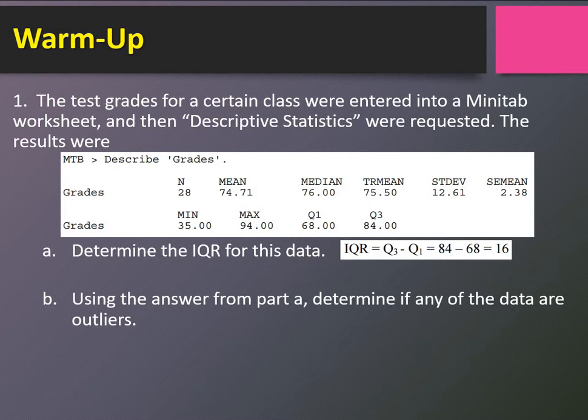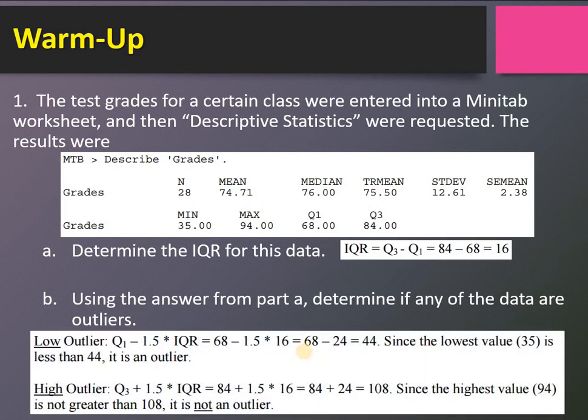24. So if I subtract 24 from 68, what do you get? 44. Notice how my minimum is less than that? That means I'm going to have an outlier. I don't know how many, but I know I have at least one. What is 84 plus 24? 108. My maximum is within that fence, so that means the only outlier that I'm going to have is going to be something on the lower end. So at least the minimum is an outlier.